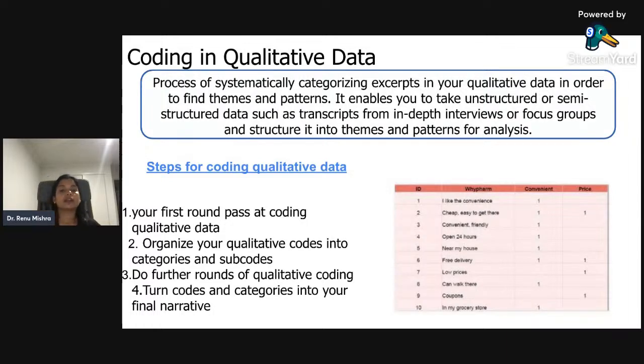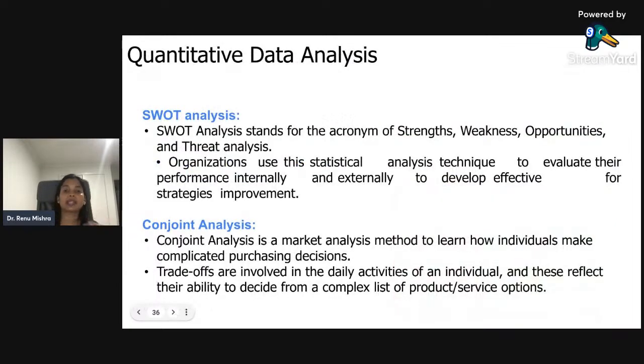Okay, so for your first-round pass at coding qualitative data, you need to organize your data. Find out the common themes, then give codes to those themes. Okay, easy. Then comes quantitative data analysis.